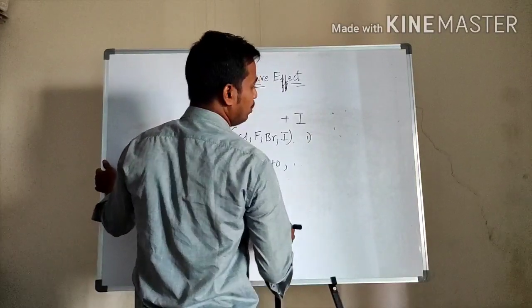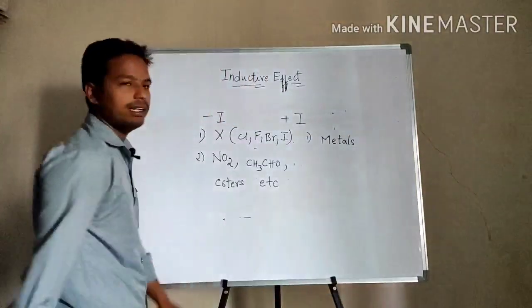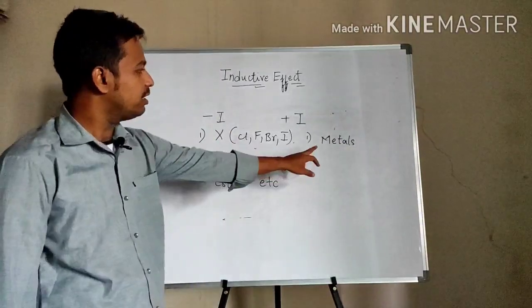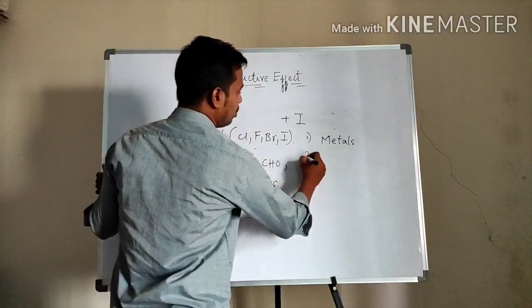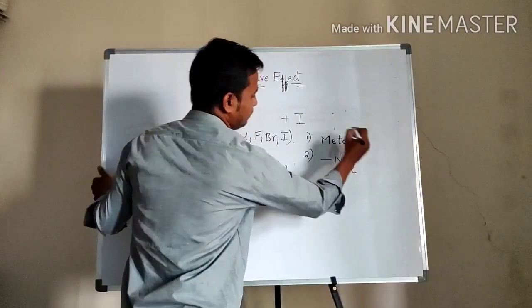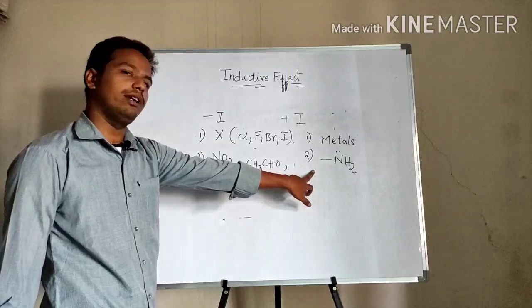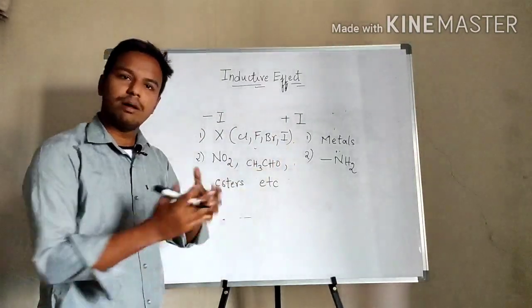First one, I have told you, right, metals can donate. So if metals are present in the system, they will definitely donate to the carbon atom. Why? Because metals are electropositive in nature. Second one, what can you think of? Amines, NH2. Amines having lone pair of electrons can effectively donate the electron pair. So we will discuss all these effects in applications.